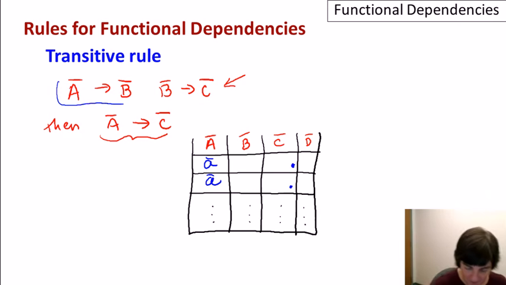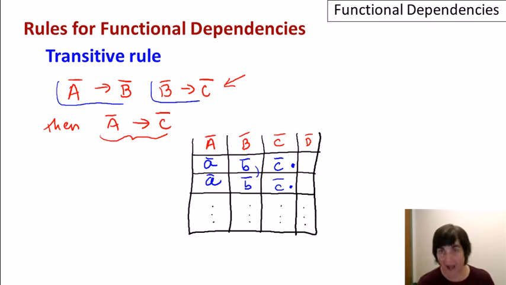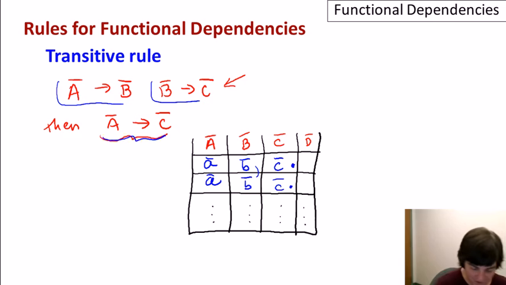You can see what's going to happen. Using the first functional dependency, because these two A values are the same, I know their B values must be the same. Then I just use the second functional dependency, and because the two B values are the same, I know that the two C values are the same, and that shows that this functional dependency holds. You can do a similar thing to prove the other rules to yourself.